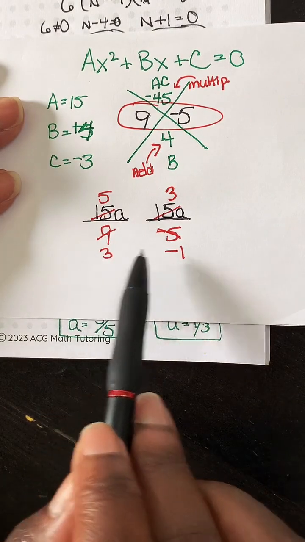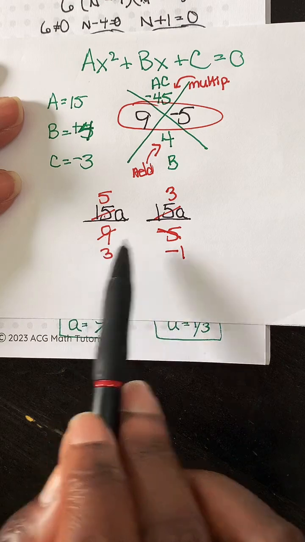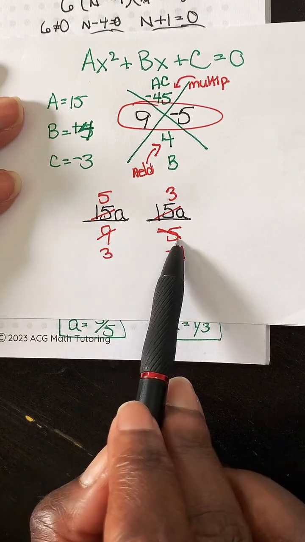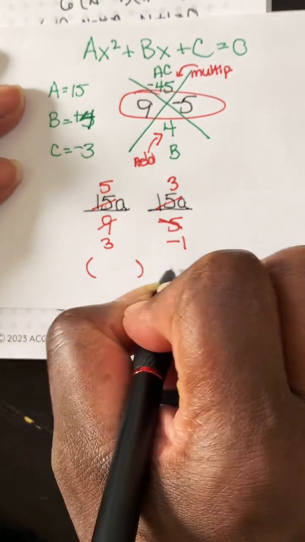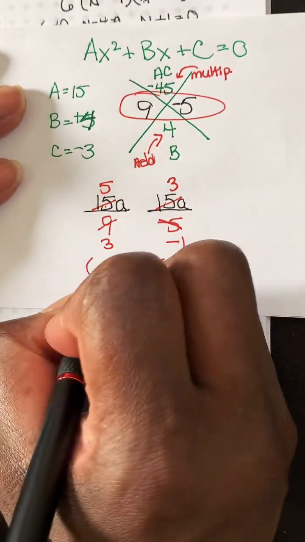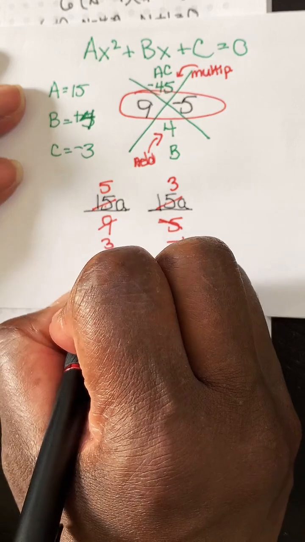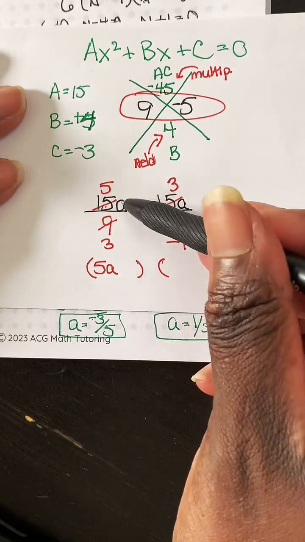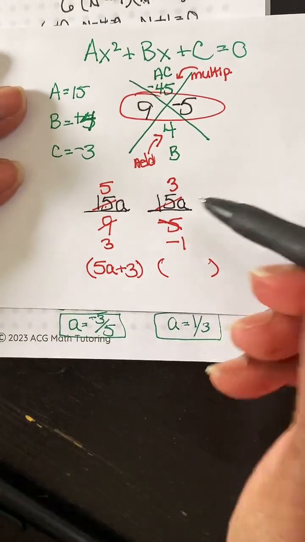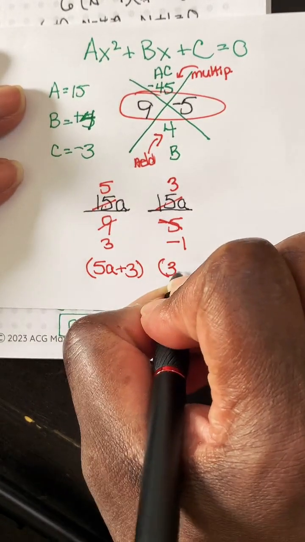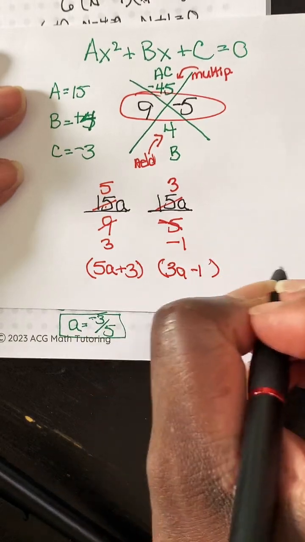So all we have left is those two parentheses. Each of these ratios is representing a parenthesis. Start with the numerator. So you have your 5a plus your 3. Here you have your 3a minus your 1.